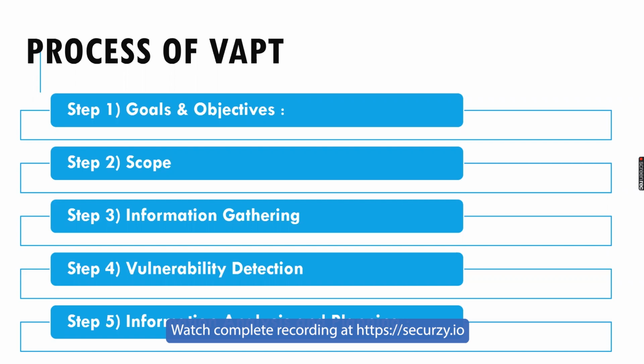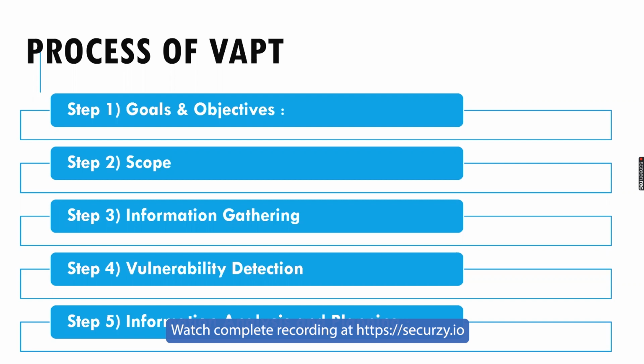Okay. So in the goal and the objective, what you have to do, you just have to define your objectives, your goals of the vulnerability analysis. Why do you want to do the VAPT? So first part is you have to identify your objectives, and after that you have to define them.